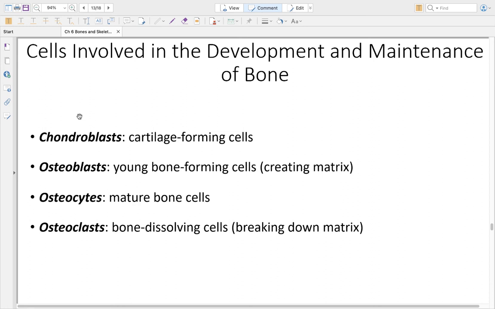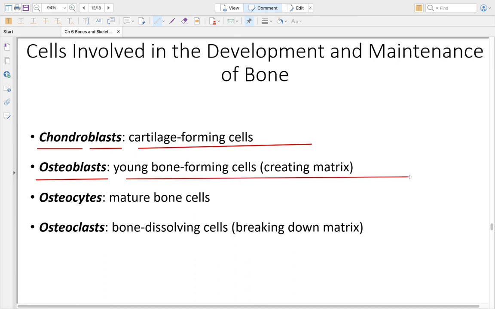All right. So, terminology. Chondro means cartilage. Blast means matrix forming. A chondroblast is a cartilage forming cell. An osteoblast, again, is a bone forming cell, aka matrix creating cell. But specifically, that matrix that we're discussing here today in regards to an osteoblast is bone.